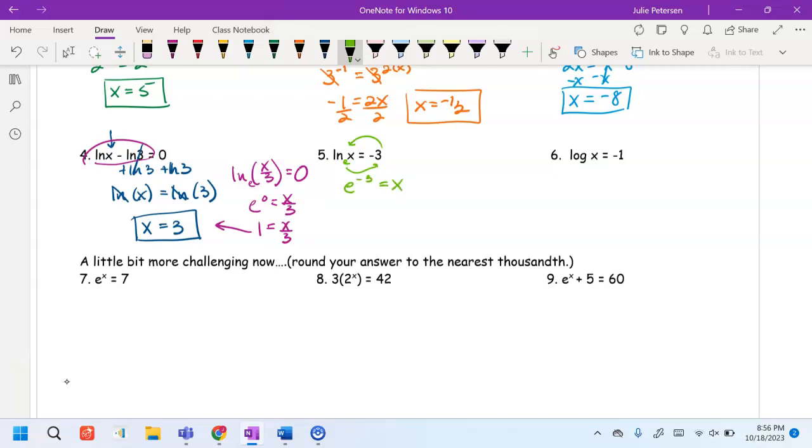Now, if you wanted to find that decimal, you could type it into your calculator. This is sufficient, though. If you're wondering what that is, it's about 0.0498. But e to the negative 3 is a lot more precise than that.